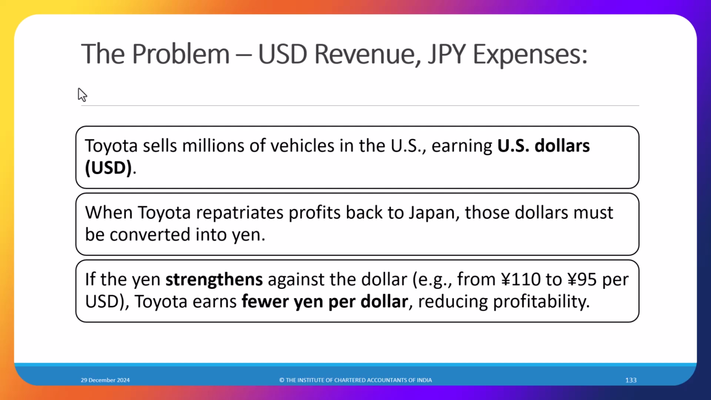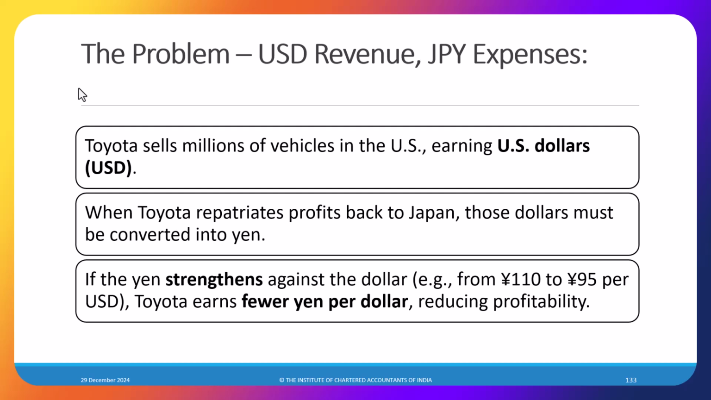So, this is a swap deal. They are selling their vehicles in US, earning US dollars. And they have to ultimately repatriate all the money which they earned back to the parent company Toyota in Japan. So, when they transfer this money, if the Japanese yen strengthens, they are going to get less Japanese yen per dollar. So, they are going to lose money as we have seen earlier.